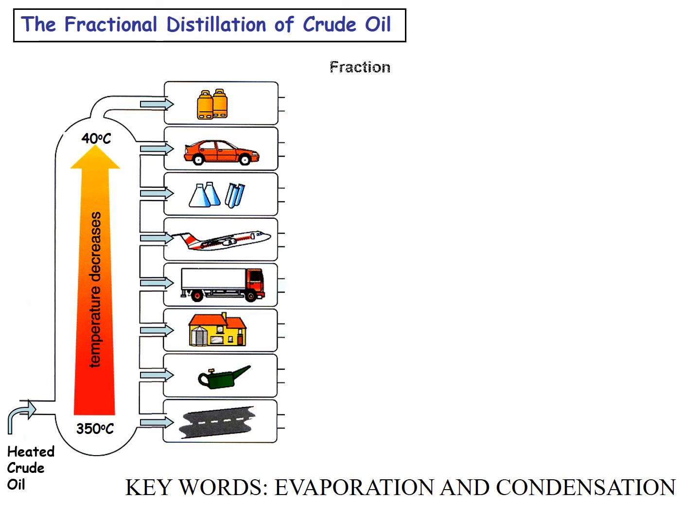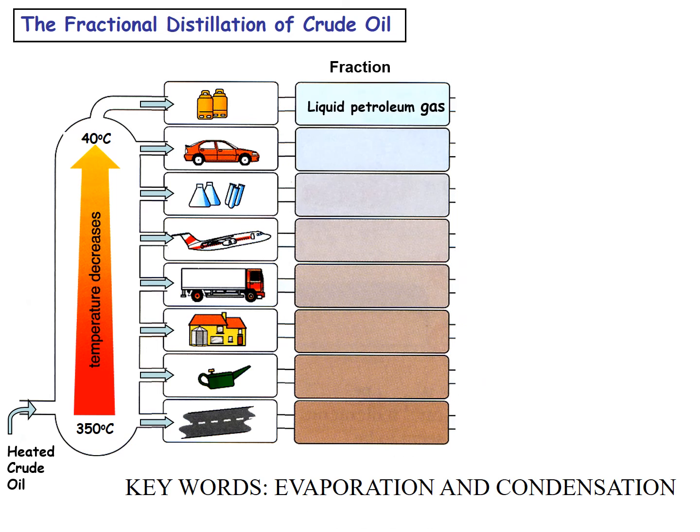Okay, so at the top, we have liquid petroleum gas, or gas. It'll be referred to as both of them, but this is the top fraction, and this tends to be in a gas form at room temperature. These are the things like butane, which we use if you have a gas barbecue, in lighters, things like that.